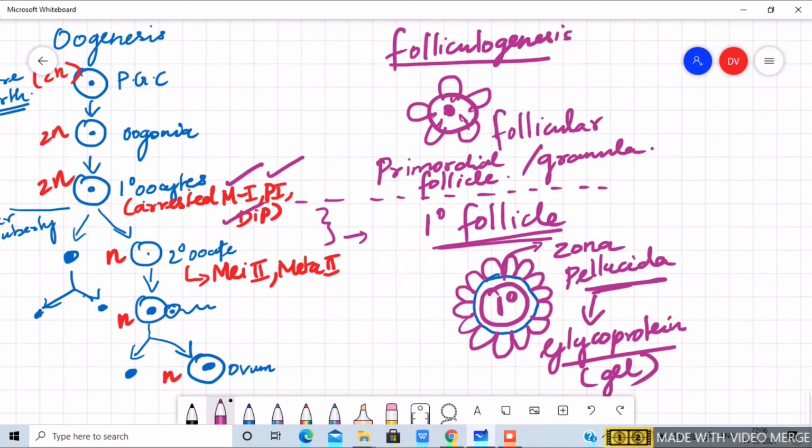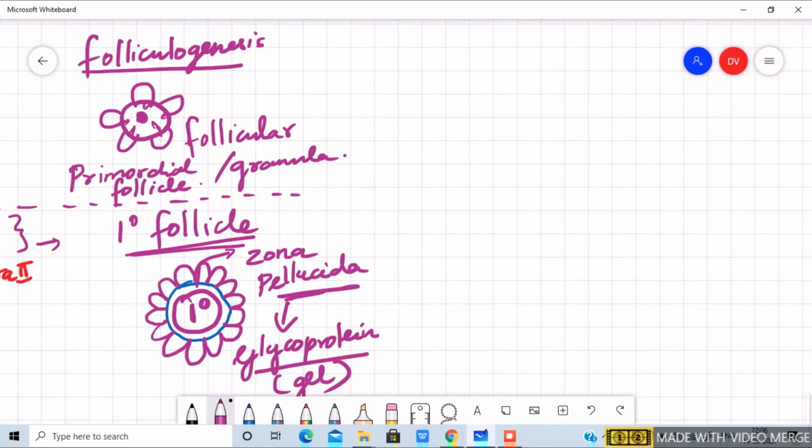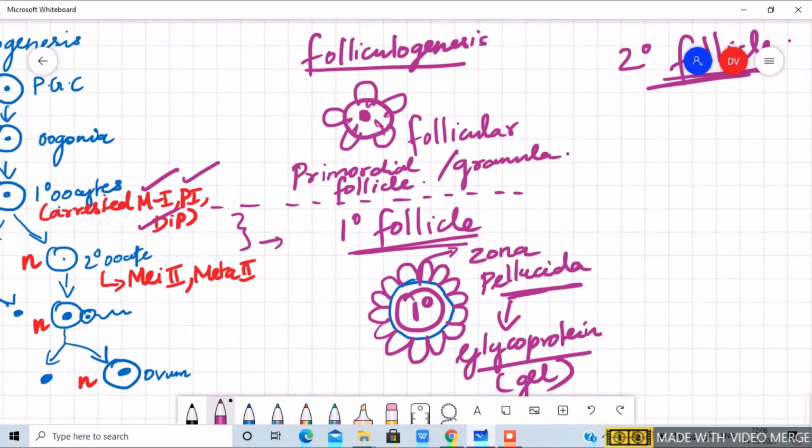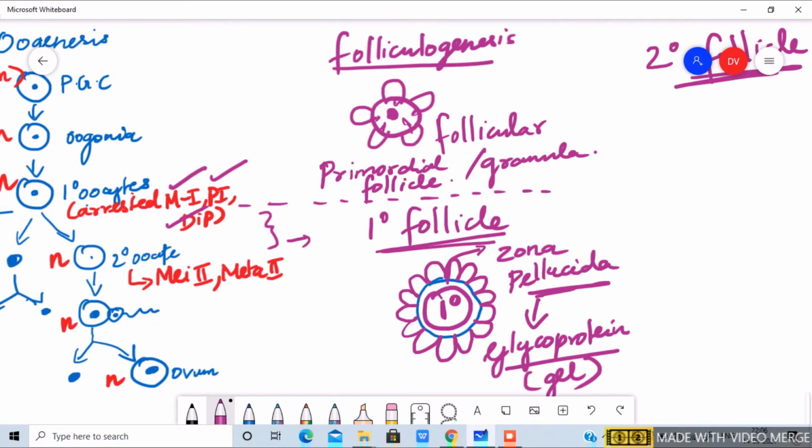Now, let me tell you this. What happens to this secondary follicle? All these changes happen when the egg is transforming to the secondary oocyte, right? At that time itself all of this will happen, because the secondary oocyte ruptures the Graafian follicle, which means the primordial follicle which was there during birth is converted into primary, secondary, tertiary and mature Graafian follicle. All these stages will happen quickly.